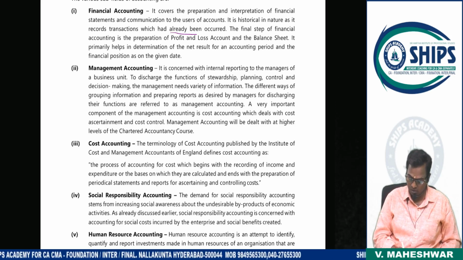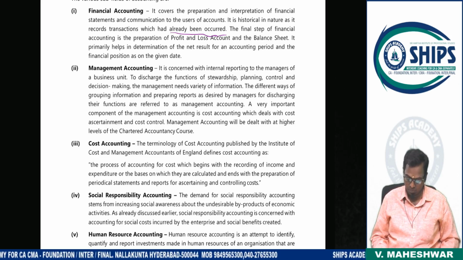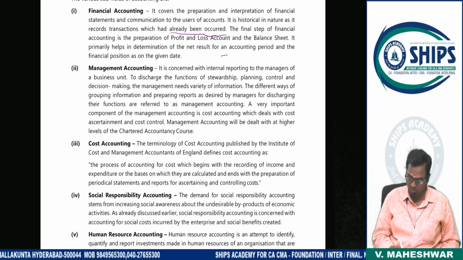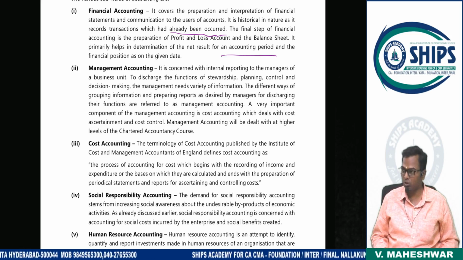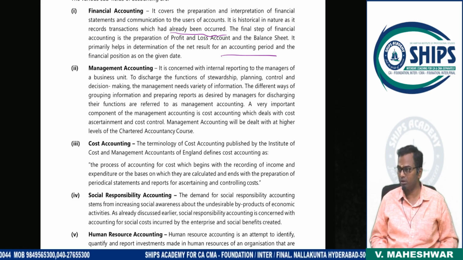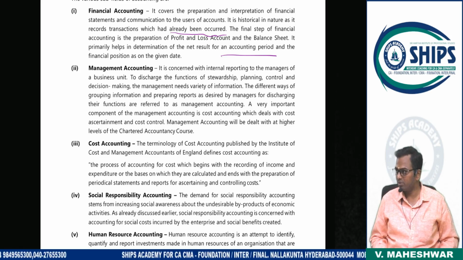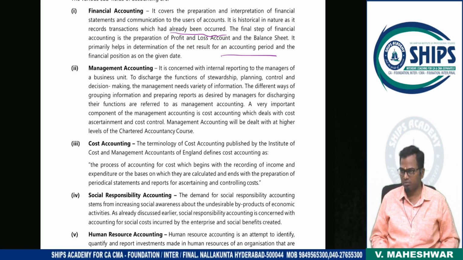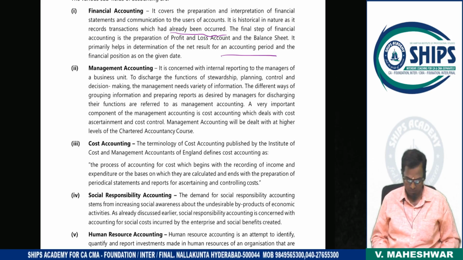The final step of financial accounting is the preparation of the profit and loss account and a balance sheet. It primarily helps in the determination of the net result of the accounting period and the financial position of the given data with the help of financial accounting. How many fields are there? We have 5 fields. First one is financial accounting. With the help of that, we'll make decisions for management accounting.